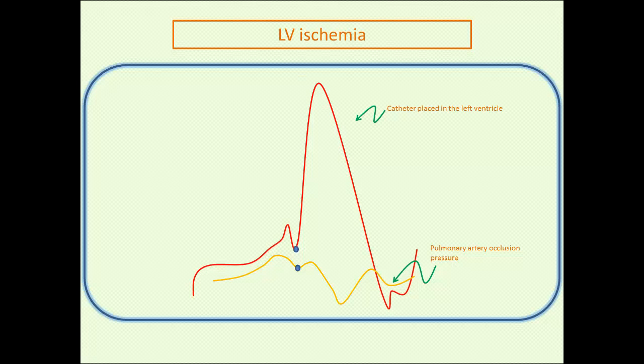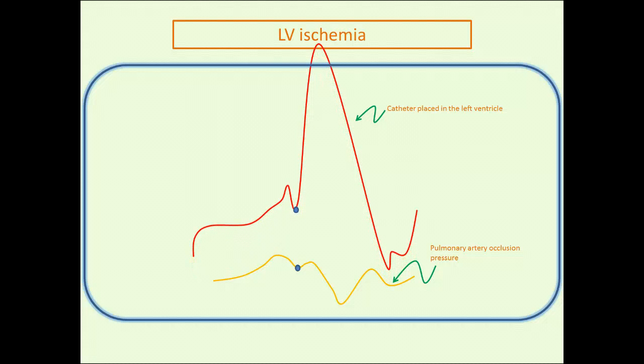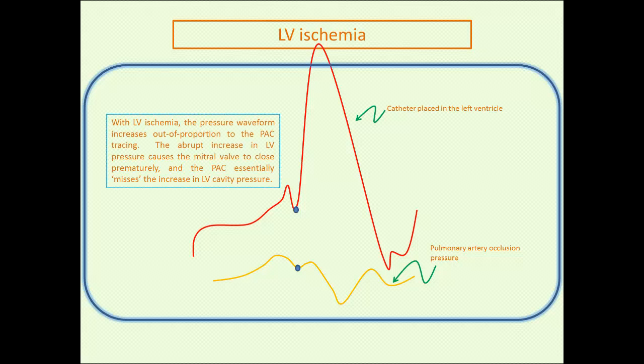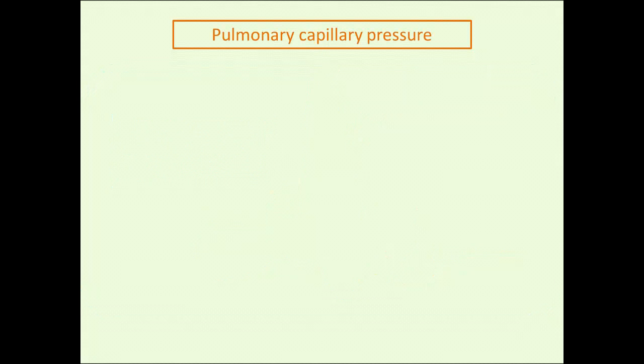But what happens with acute LV ischemia? Well, this pressure goes way up, and this is a result of a decrease in compliance of your left ventricle. So now this pressure differential, your LVEDP estimate from a wedge pressure or pulmonary artery occlusion pressure, is going to be way lower than the actual LVEDP. As I mentioned, the pressure waveform increases out of proportion, and the abrupt increase in LV pressure causes the mitral valve to close prematurely, and the pulmonary artery catheter is essentially hidden from, or misses, this increase in the LV cavity pressure.